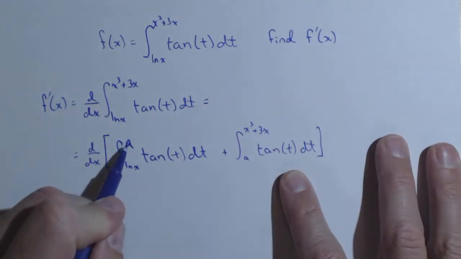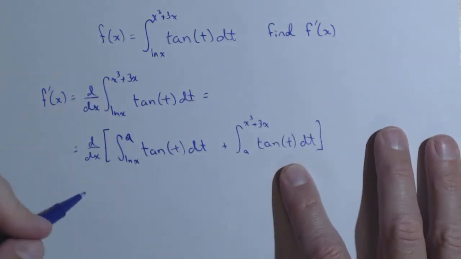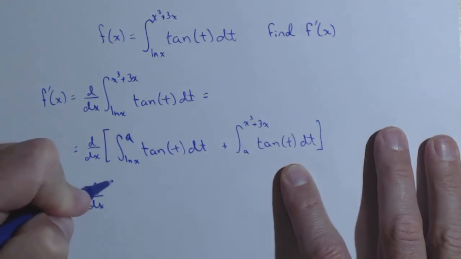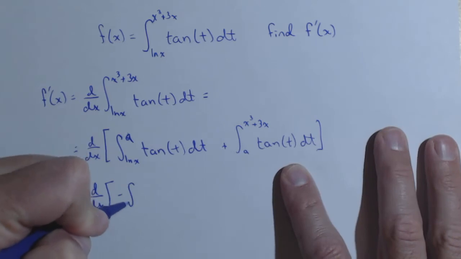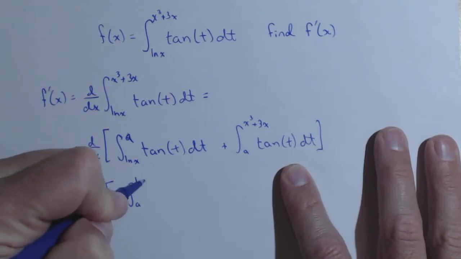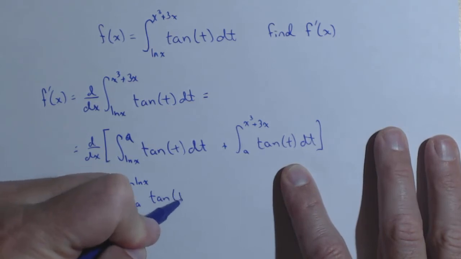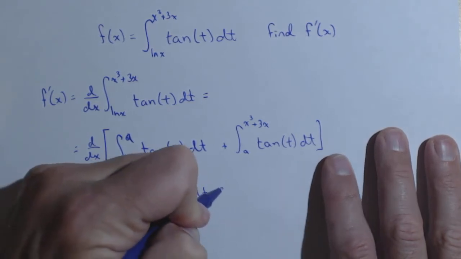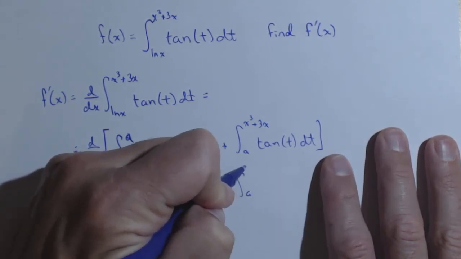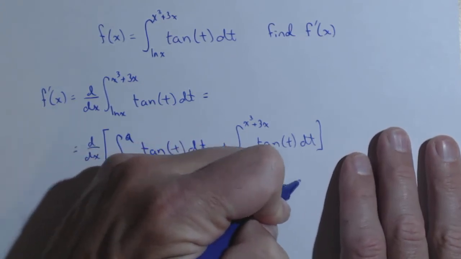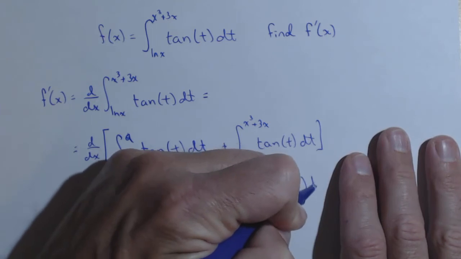This one we need to do one more adjustment, and that's to make the ln of x the upper limit. But that's pretty easy to do from our properties of integrals. If we just make the integral negative, that switches the limits. And now we have our same integrand, tangent of t dt. And like we said, this one is already ready to go. And we'll have one more step, and we'll be all done.